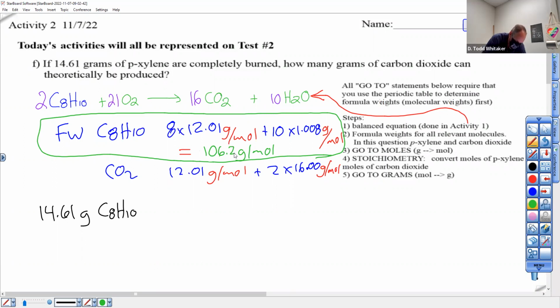And this one was 44.01. I remember from the previous one. What are the units though? Grams per mole. Can't get that wrong. That's why we keep asking about it. Yeah.